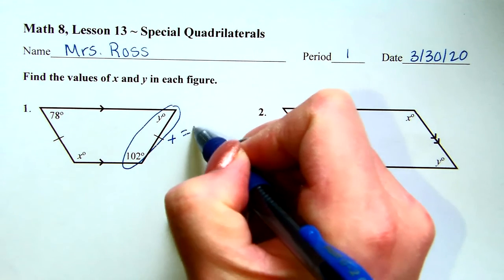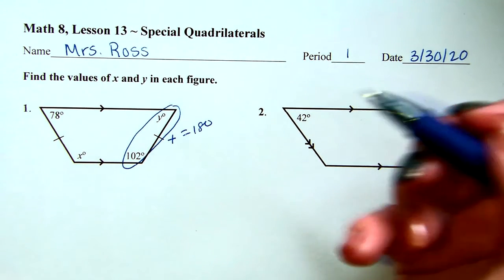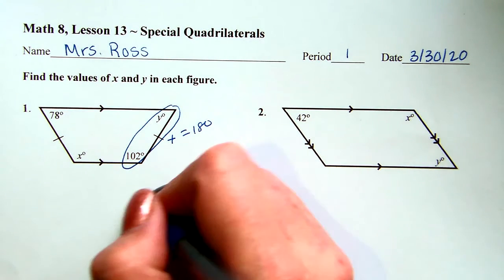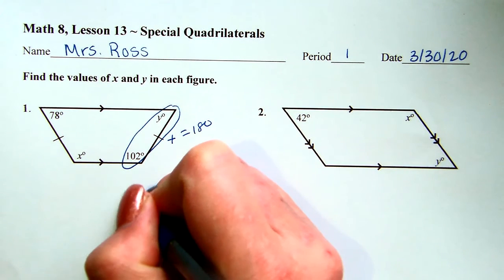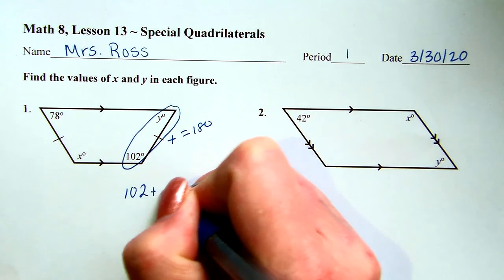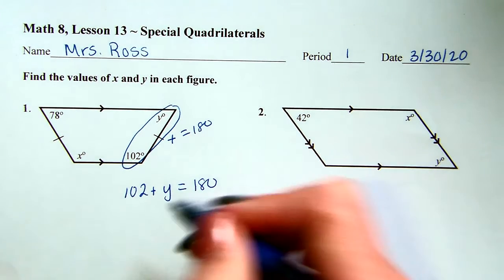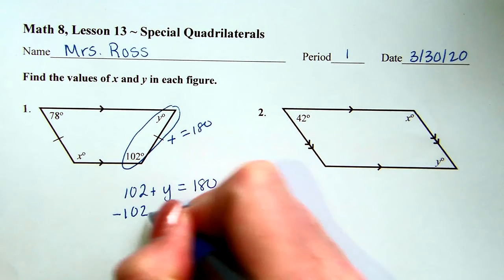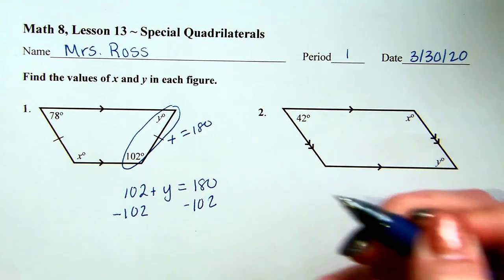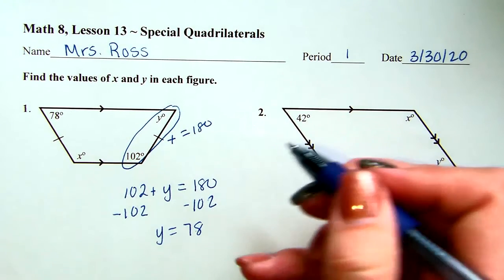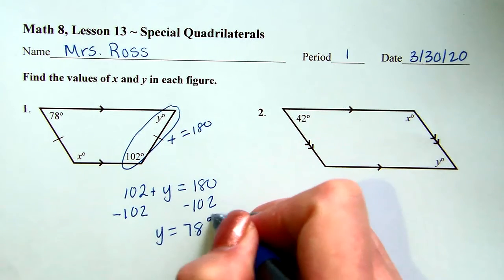So, to find my y, I'm going to go, in this case, 102 plus y equals 180. I'm going to minus 102, giving me y equals 78. And again, y is a degree, so I'm putting the degrees notation. That's it.